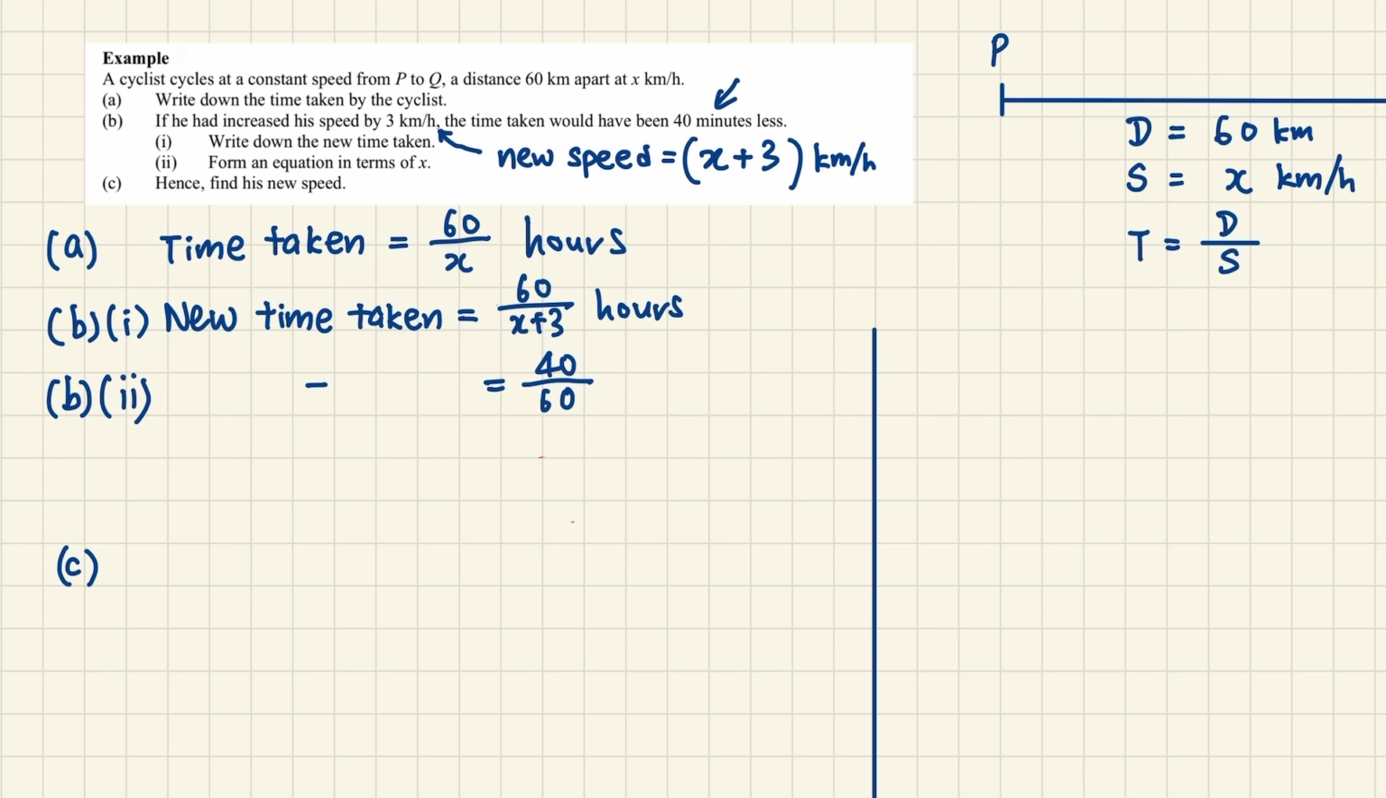Then the next thing is, how do I take the difference? Do I take 60 over x minus 60 over x plus 3, or the other way around? Here, you do need to consider that the new speed is faster, and as a result, the new time taken will be shorter, which means numerically it is a smaller number. So we need to put 60 over x first, then minus 60 over x plus 3. That gives us the difference in time, which is 40 over 60 hours.